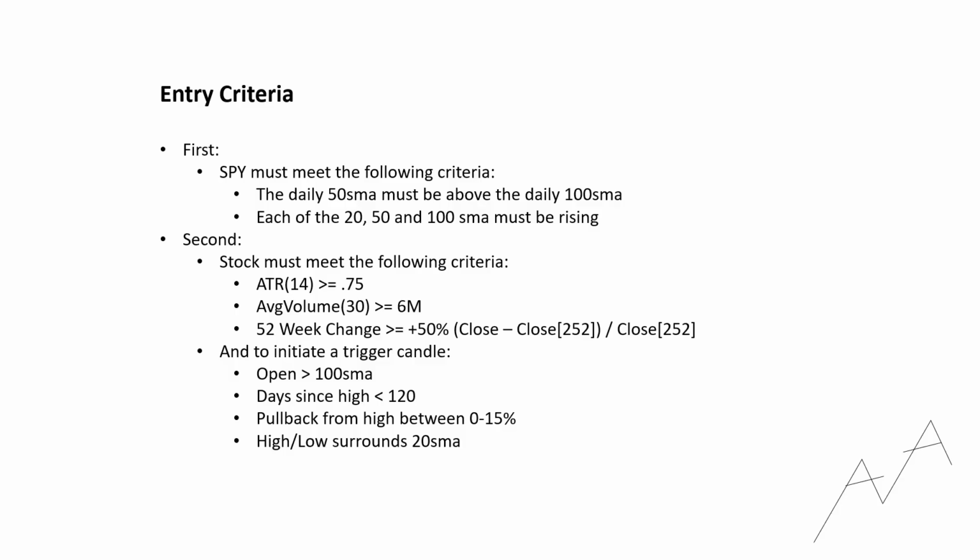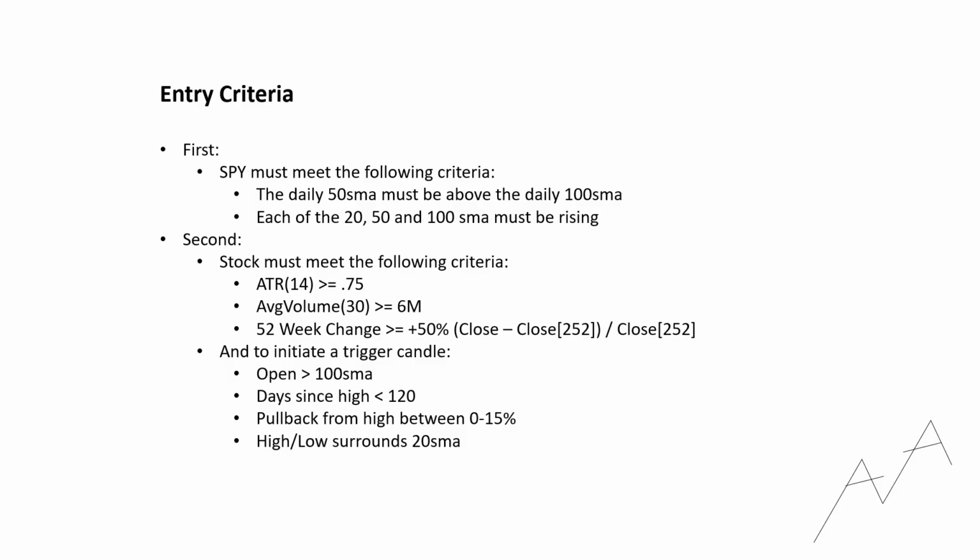That second one there about the 20 and the 50 and the 100 rising, you can play with that and do with it what you want. This is just how I backtested it because you've got to tell the computer exactly what to do, right? You can't tell the computer to eyeball it and see if you think you're in a bull market. So those are just the specific criteria. If those are true on the SPY, then you can start looking for the stocks that we're actually going to trade, which is the second part.